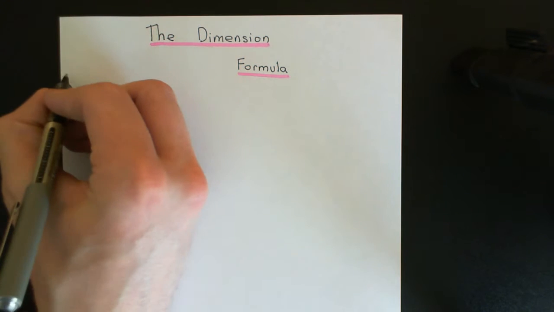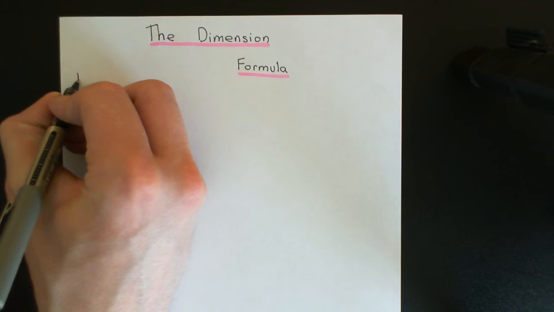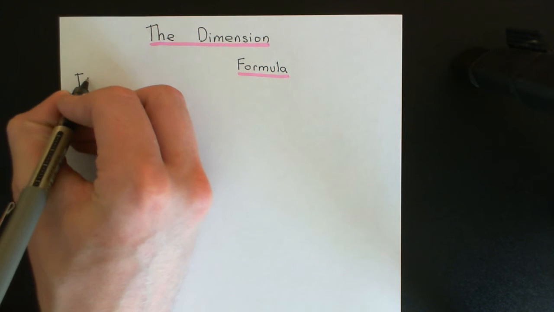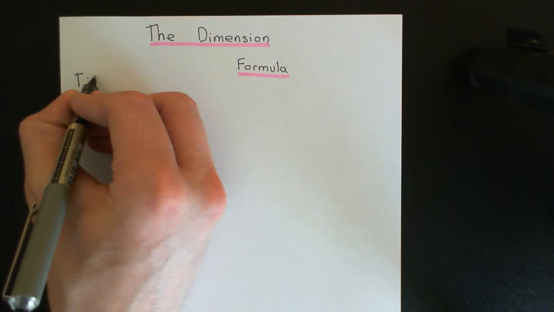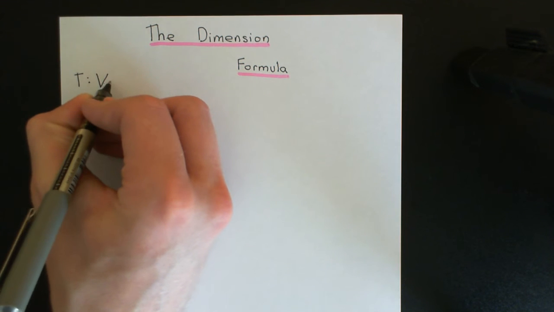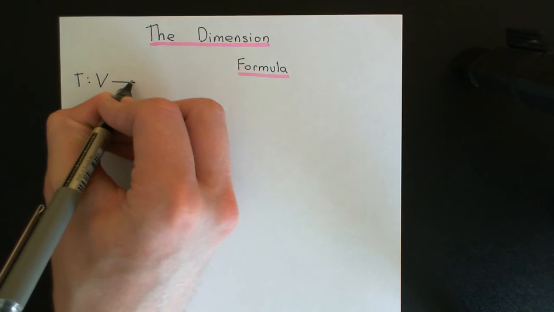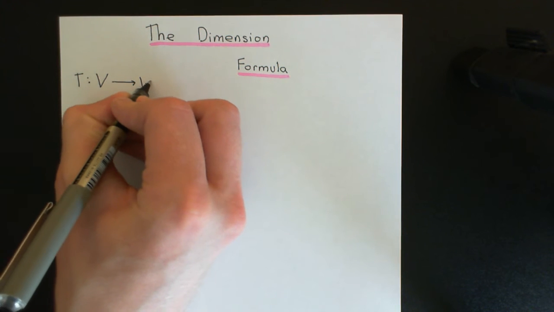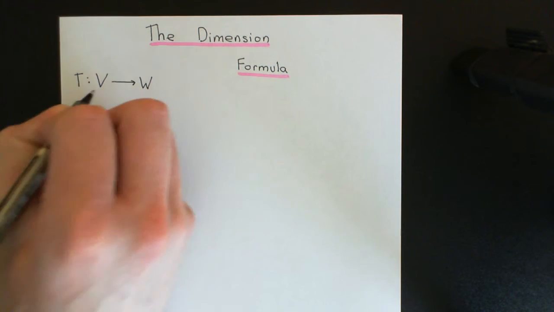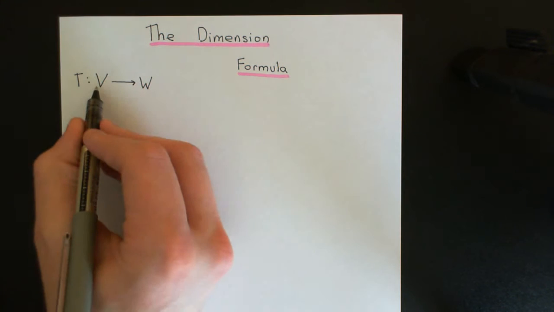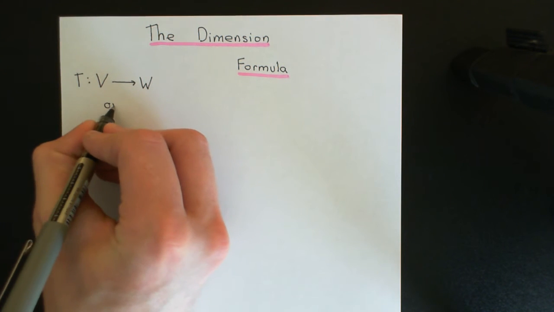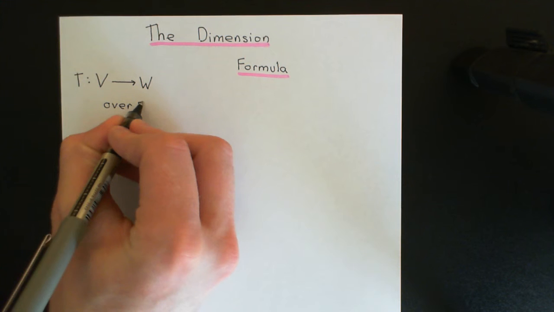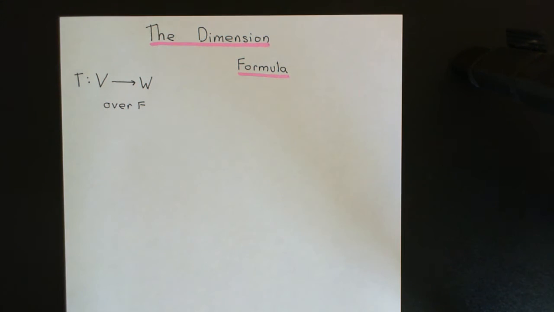Okay, so a linear transformation then is a map between two vector spaces which are both over the same field. So we're going to have a vector space capital V, which will be our domain vector space, and it will be mapped onto a vector space capital W, which will be our codomain vector space, and both of these vector spaces, V and W, will be over the same field, so over some abstract field capital F.